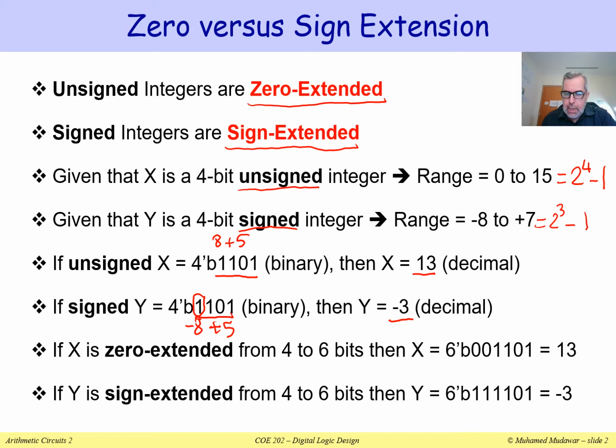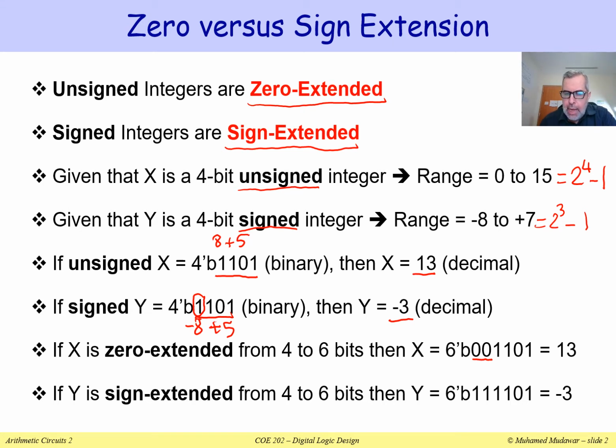Okay, so now if I would like to extend x from 4 bits to 6 bits, then I'm going to add 2 zeros to the left. This is called zero extension. So x is still 13 with zero extension. So zero extension does not change the value of an unsigned integer.